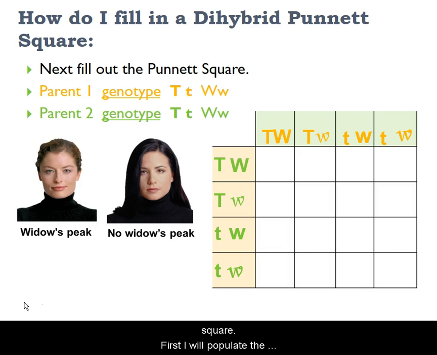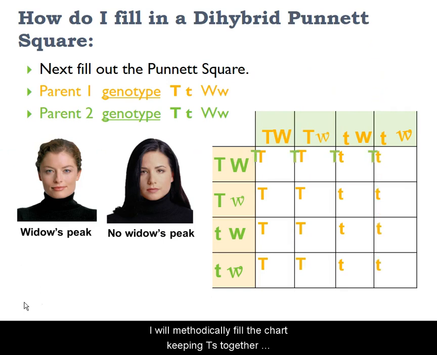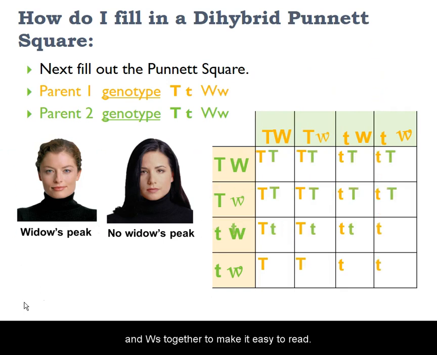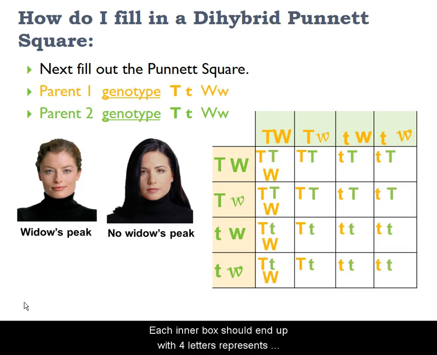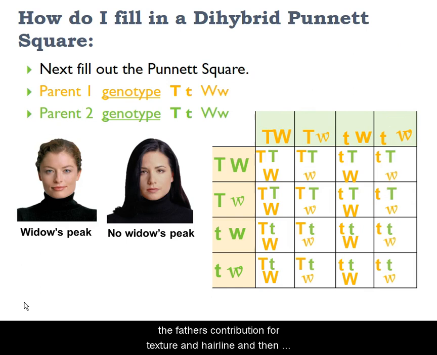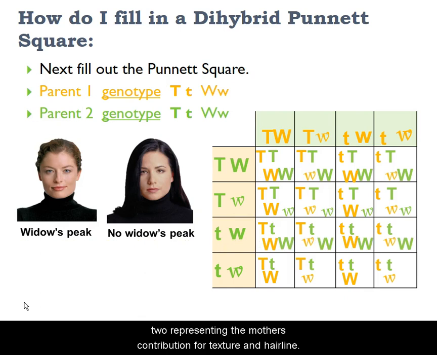First, I will populate the Punnett square with the T's representing hair texture, and then I will populate it with the W's representing hairline. I will methodically fill in the chart, keeping T's together and W's together to make it easy to read. Each inner box should end up with 4 letters representing the father's contributions for texture and hairline, and then the mother's contributions for hair texture and hairline as well.